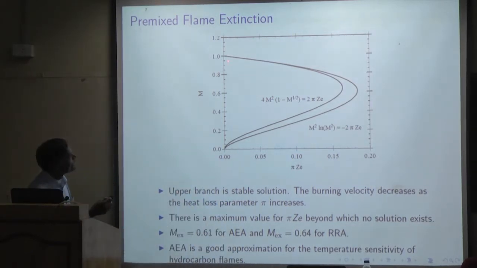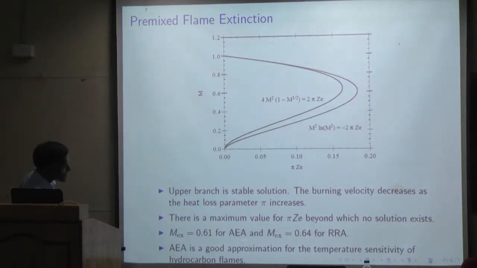Now, what is given here, which I will not have time to talk about, is that one can obtain this curve from rate ratio asymptotics. So this is rate ratio asymptotics, and that's activation energy asymptotics. You can see that the extinction value obtained from the activation energy asymptotics is 0.61 at this point here, whereas from rate ratio asymptotics you get 0.64.